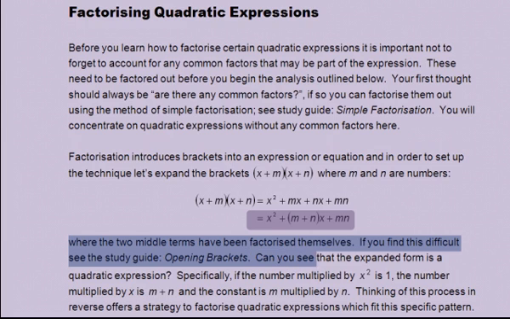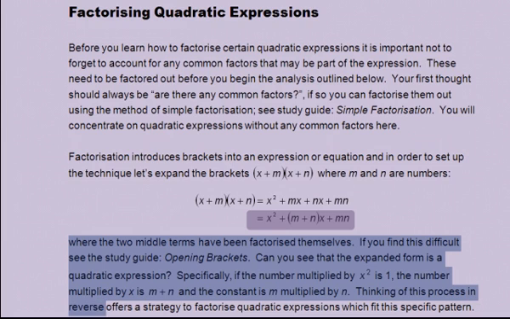Can you see the expanded form is a quadratic expression? Specifically, the number multiplied by x squared is 1, the number multiplied by x is m plus n, and the constant is m multiplied by n. Thinking of this process in reverse offers a strategy to factorise quadratic expressions which fit this specific pattern.